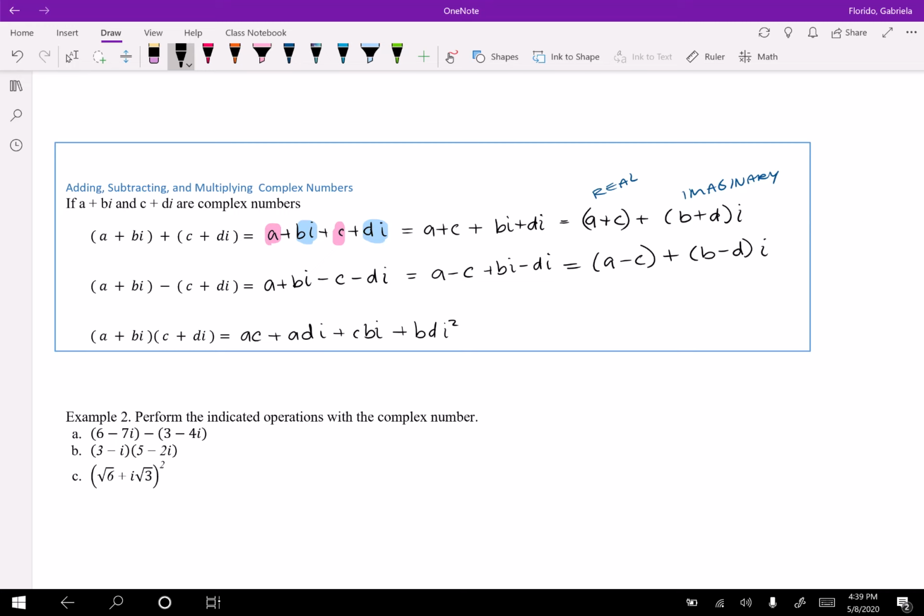But don't forget, i squared is defined to be -1. And so this is going to be ac minus bd, because again, i squared is defined to be -1. And then plus ad, I'm going to factor out the i already. This is going to be negative. And then plus b, I'm a little lost. Okay, and cbi. So again, the real parts and the imaginary parts together.